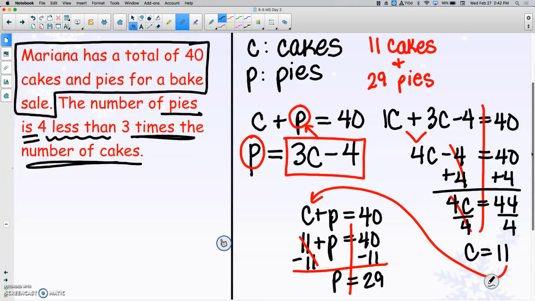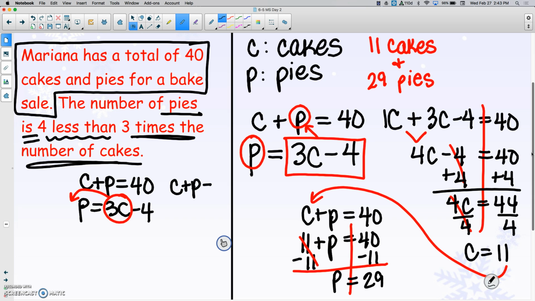Okay, so let's say that you wanted to do elimination instead. I just want to show you how you would get started if you wanted to change this system into elimination. So because elimination means they have to be lined up, I would just take this 3c and move it over to the other side because you want them in the same order. So if I do that, my first equation stays. My second equation, moving that 3c over, turns it into a negative. So it would look like this.